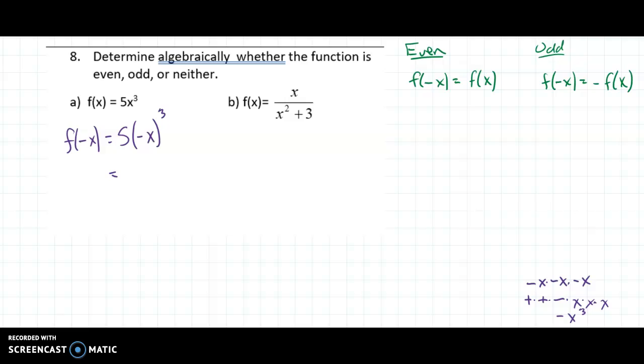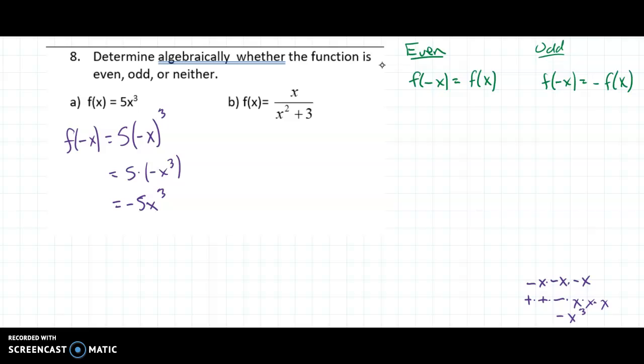So what that's going to give me here is a 5 times a negative x cubed, which is just going to redistribute to negative 5 times x cubed like that. So now what we do is we take this thing and we compare it to the original one right here, to check really to see if it is even. So is this right here the same as this right here? Nope, they're not. You might see that we're going to go down the odd route. So at this point, it's not even.